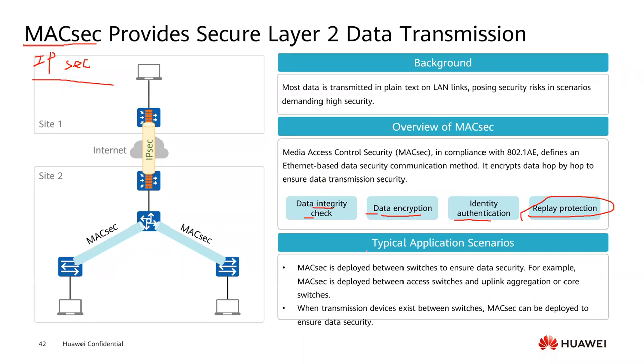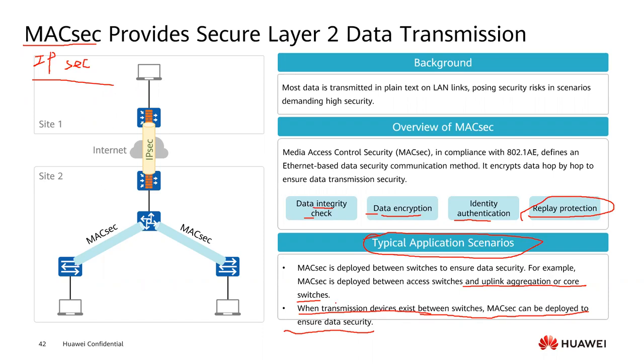So we can see the typical application scenarios. MACsec is deployed between switches to ensure data security. For example, MACsec is deployed between access switches and uplink aggregation or core switches. When a transmission device exists between switches, MACsec can be deployed to ensure data security. This one, I think maybe you will not use it, so maybe you won't have the chance to touch a transmission device.